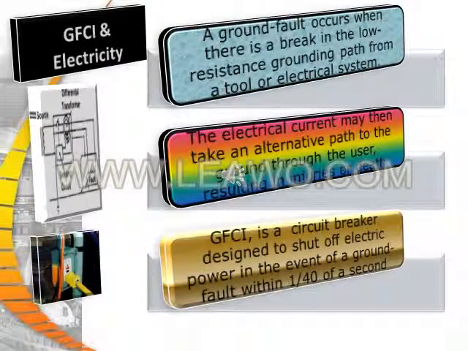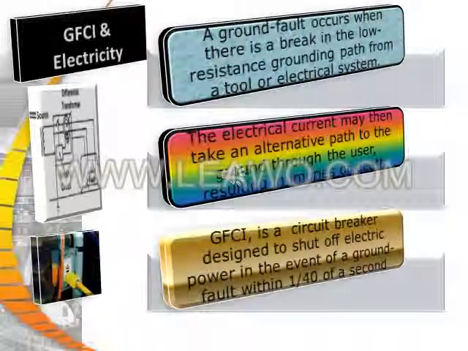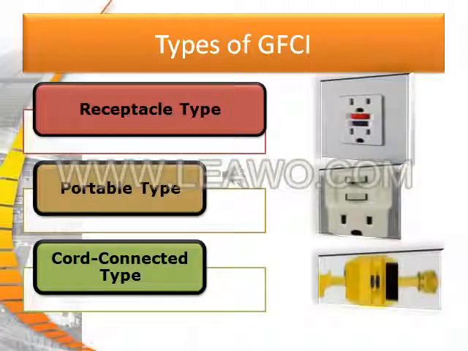A GFCI is a circuit breaker designed to shut off electrical power in the event of a ground fault within 1/40th of a second. Here are types of GFCIs: receptacle types, portable types, and cord-connected types.